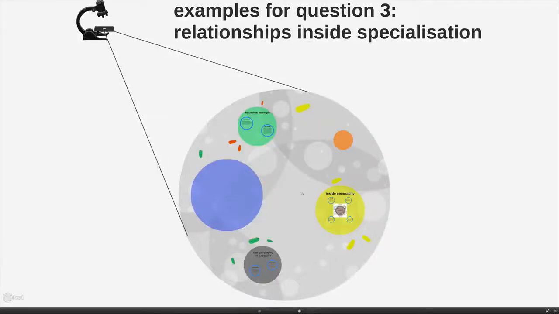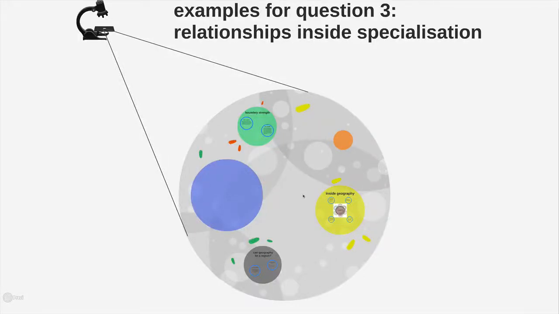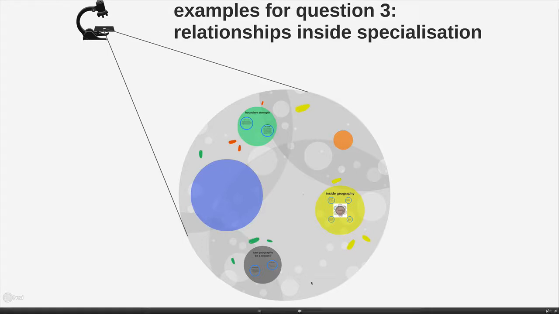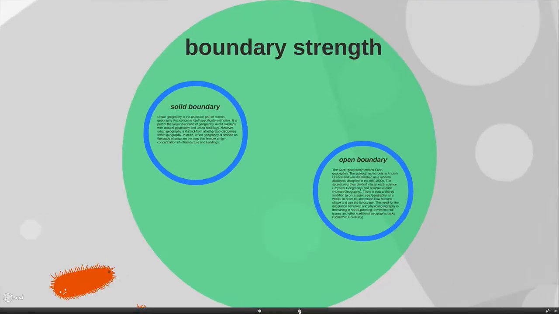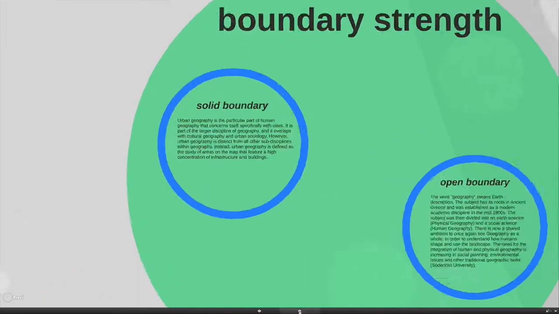So let's do some examples now for question three, and that deals with the relationships inside specializations and how specializations work in their own terms. And let's get going straight away with the boundary strength. Now, as we know, you can have a solid boundary strength and an open boundary strength inside a specialization. So this is between the sub-disciplines inside a specialization.